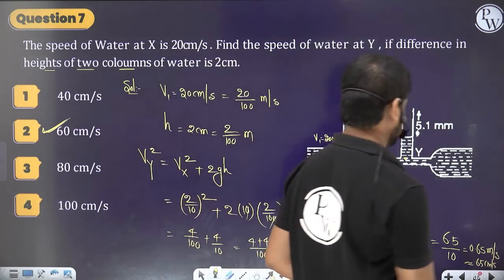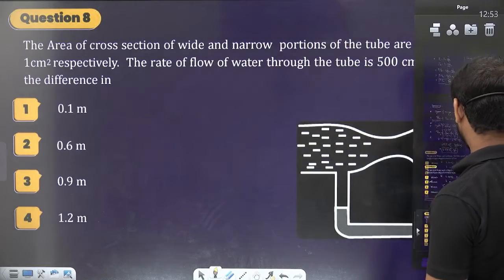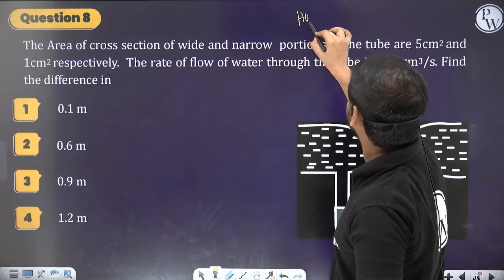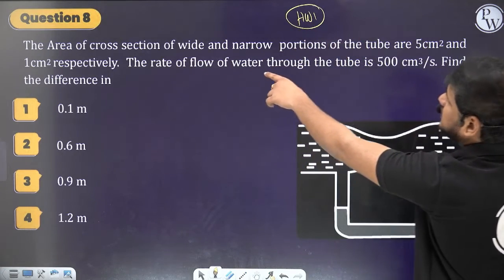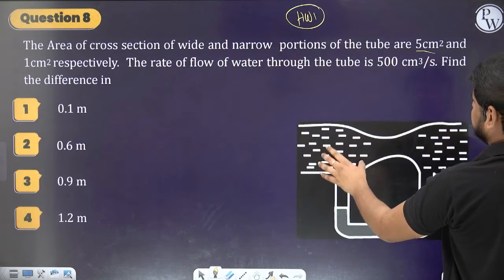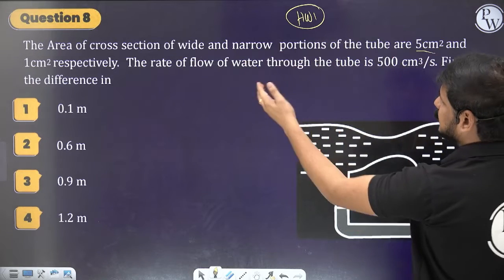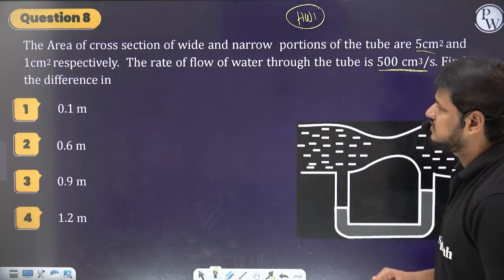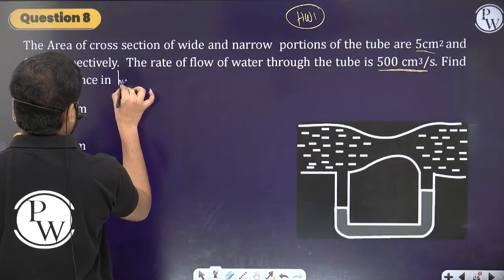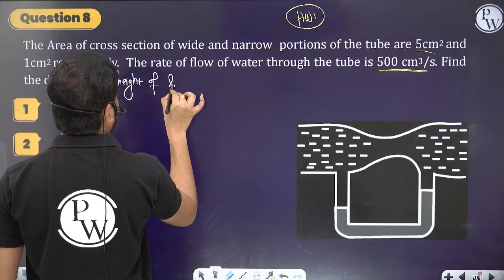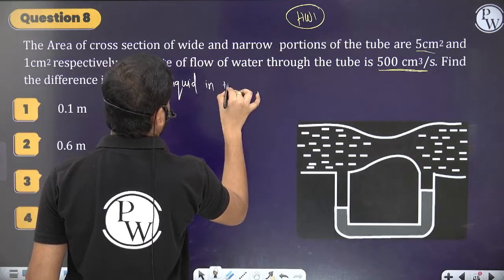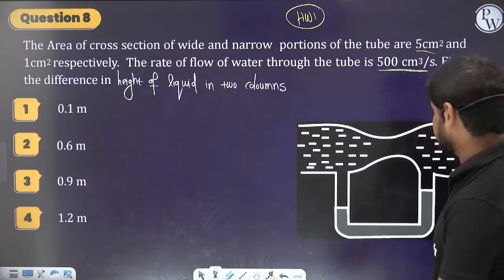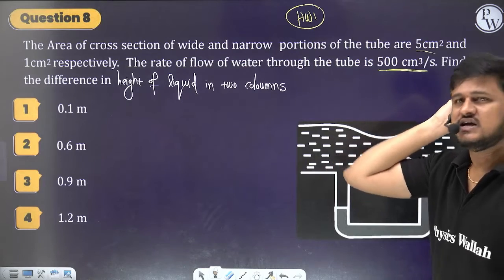Chalo, next. We have one more question here. Hope you guys can take this question as homework. At least one question you should solve on your own, right? So let's consider only one homework question. The area of cross section of the wide and narrow positions is 5 centimeter square and 1 centimeter square. The rate of flow through the tube is given. Find the difference in height H of the liquid in the two columns. Done, guys? Take this as homework. If you're not getting it, I'll solve it in the next session.